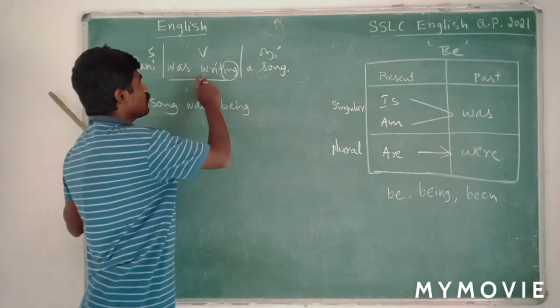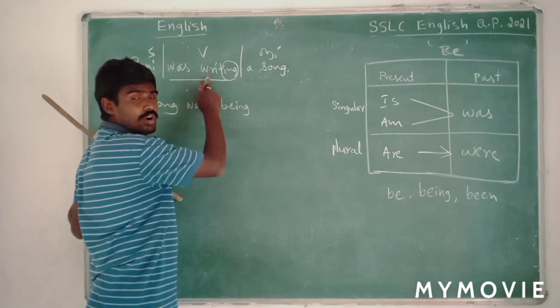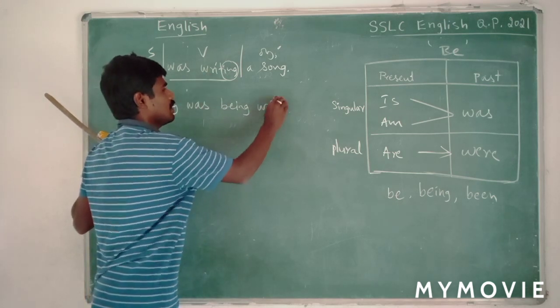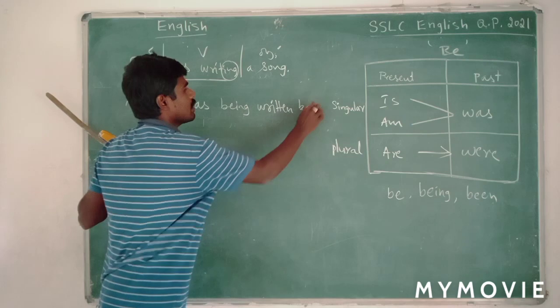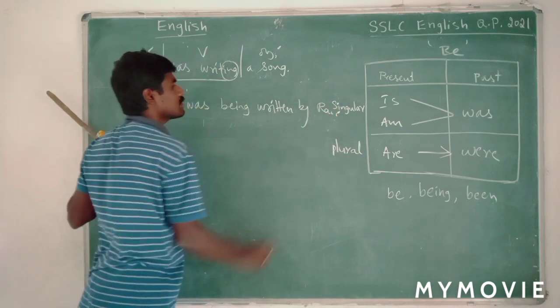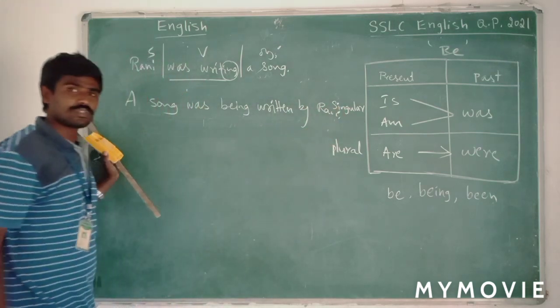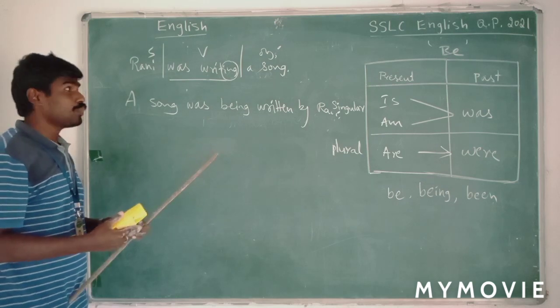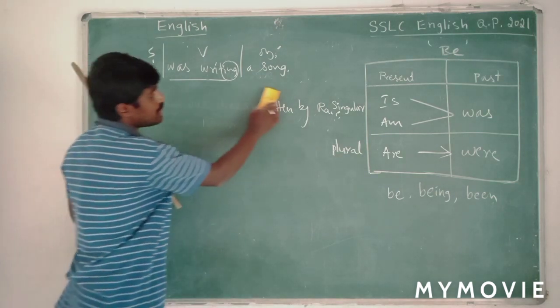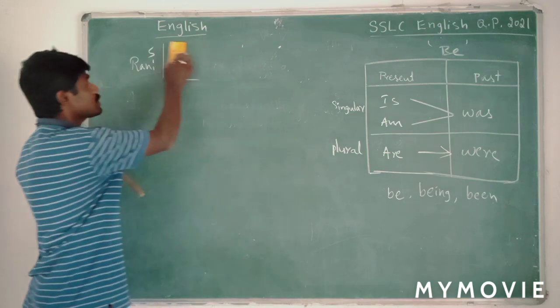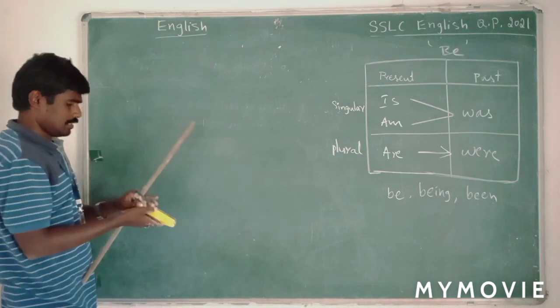Being. What is the V3 form of this verb? Written. Written by Rani. This is how we change this sentence. Now we change the active voice sentence into passive voice in past tense, right? Simple past.